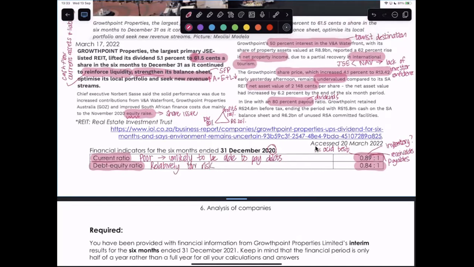Because for every 1 rand that is owned by the shareholders, there's less than 1 rand that is owed to others, banks or whoever the money has been borrowed from. So that's actually quite a good thing. It means that the business would probably be seen as creditworthy, and they would be able to take out more loans if they needed to for any reason.